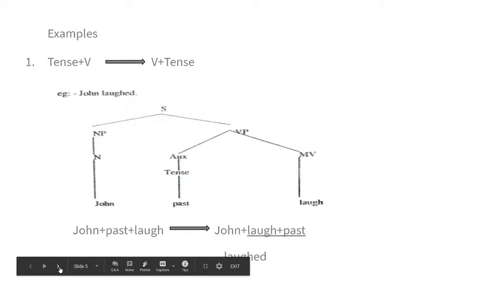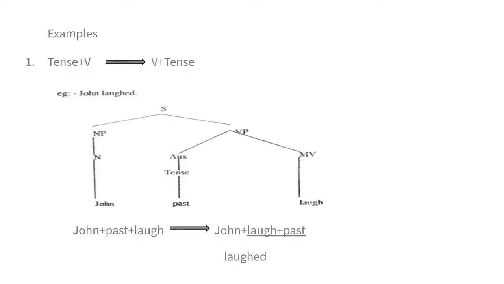Now let's take a look at the examples. The first example is that of tense plus verb. So how do we apply the affix switch rule? Let's take this example, John laughed. In the sentence, the first step is to rewrite the sentence using rewrite rules. You can either write it as strings, or you can use the help of a P marker. Here I have used the P marker to make it more simple.